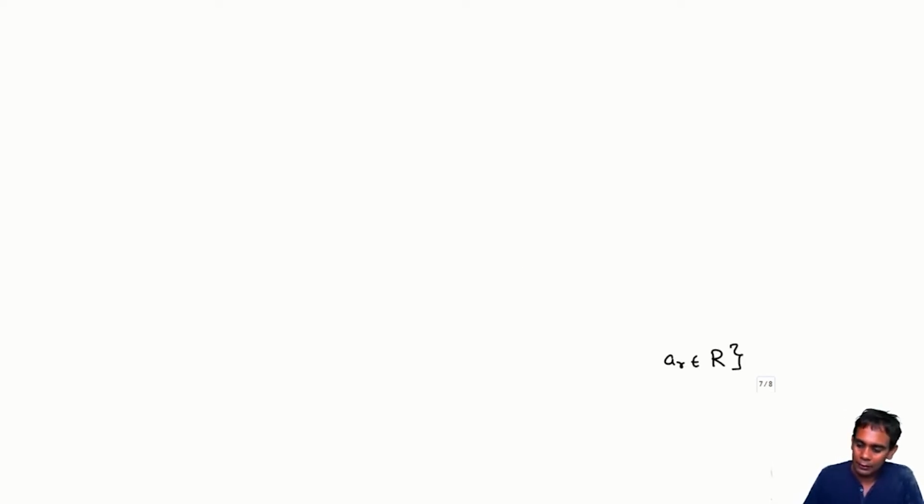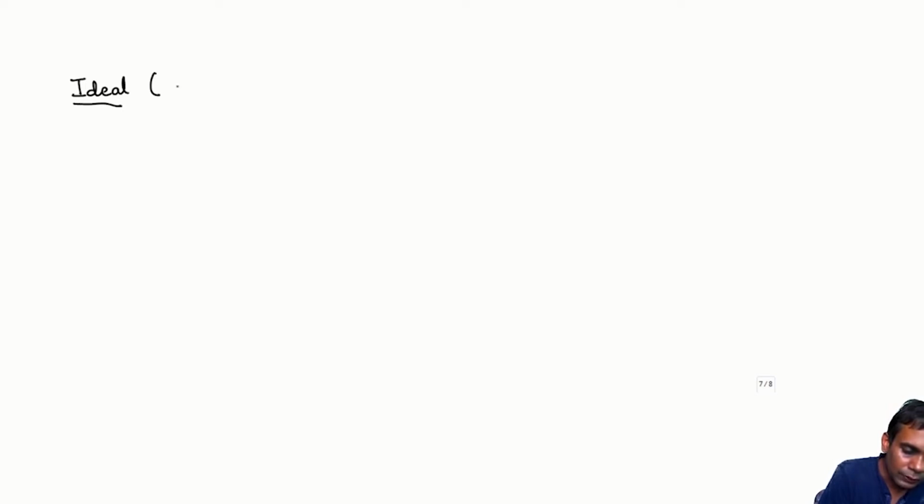Okay, another useful definition to have now is that of a principal ideal. So firstly, what is an ideal? So I'll assume that R is a commutative ring.